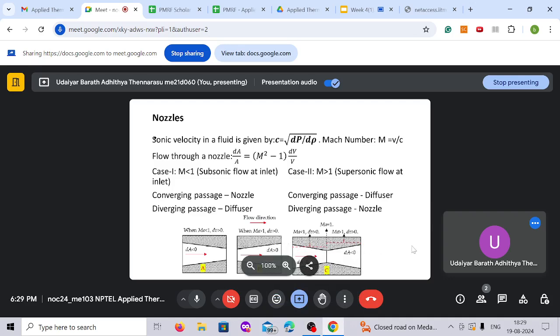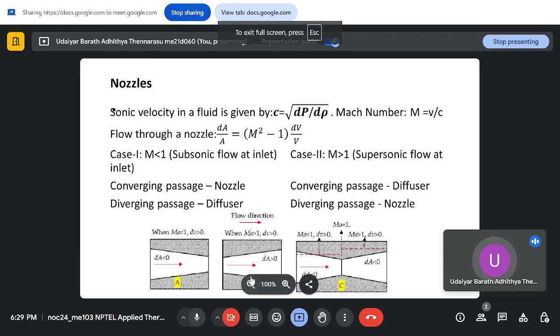So I was speaking. Similarly, in case of a supersonic flow, that is when Mach number is greater than 1, this bracket term will be positive. So you need an increase in area to create an increase in velocity. So in supersonic, when Mach is greater than 1, a diverging nozzle will act as a nozzle, and a converging passage will act as a diffuser.